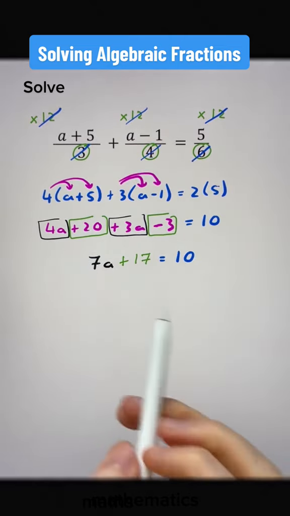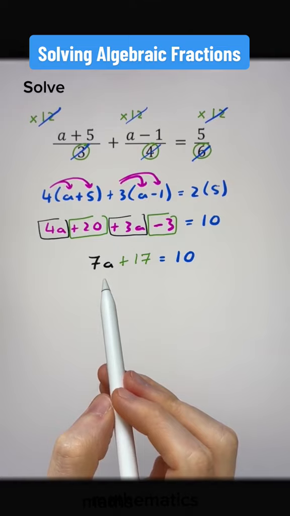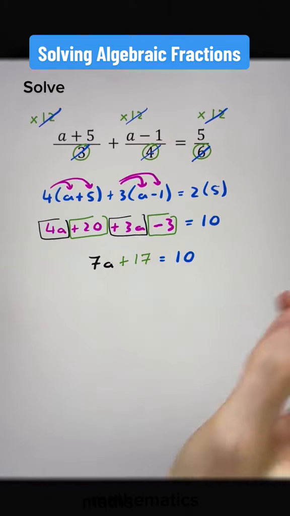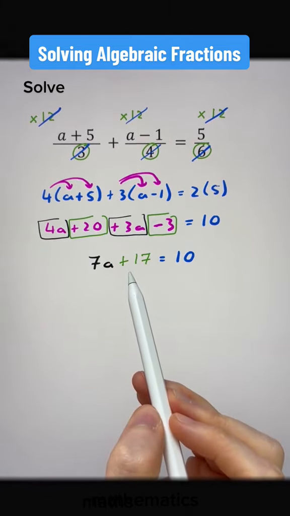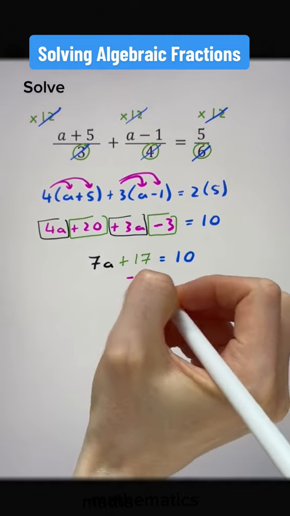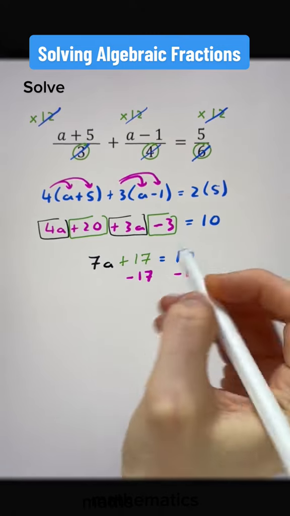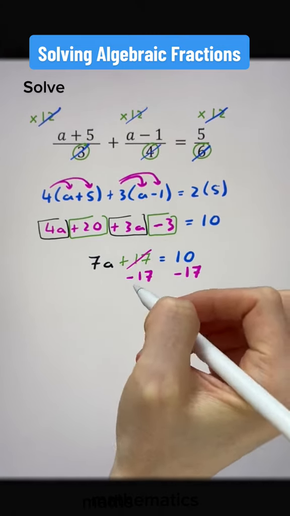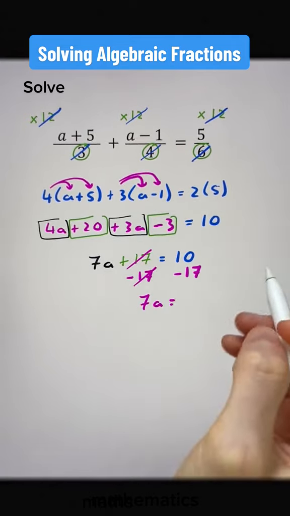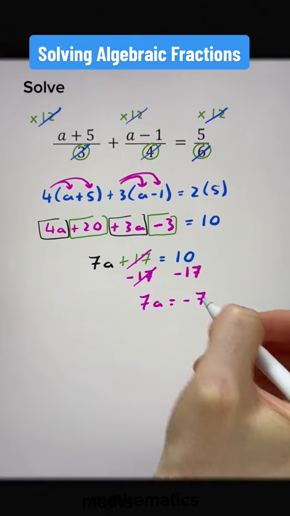As I'm solving, I want to work out the numerical value of the letter, which in this case is letter a. So I find the letter a and basically cover it up. I eliminate any of the terms on the same side as the letter I want by doing the inverse. So the opposite of add 17 is I'm going to subtract 17 from both sides of my equation. On the left hand side, 17 subtract 17 will cancel to leave us with 7a. And on the right hand side, 10 subtract 17 will give us negative 7.